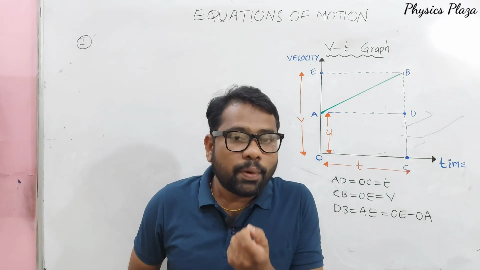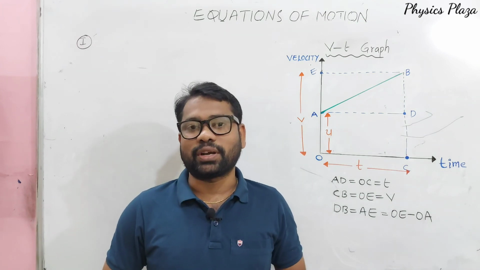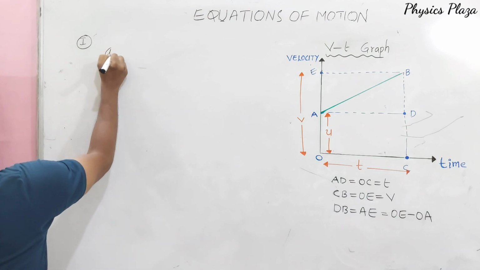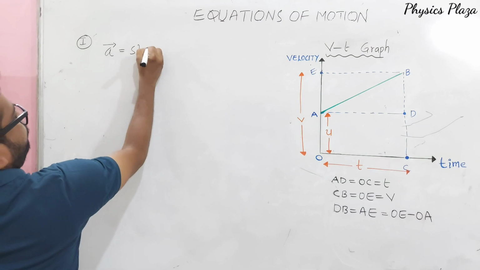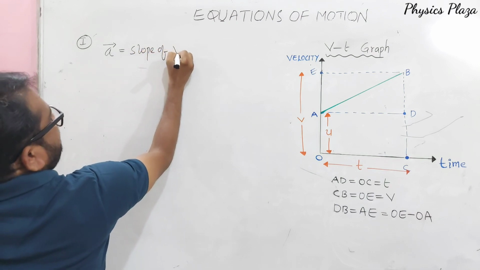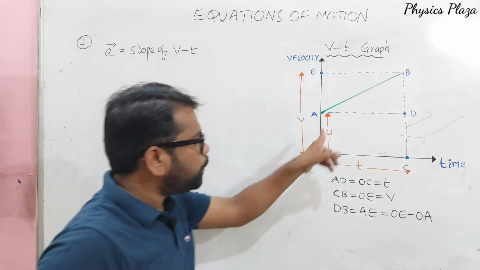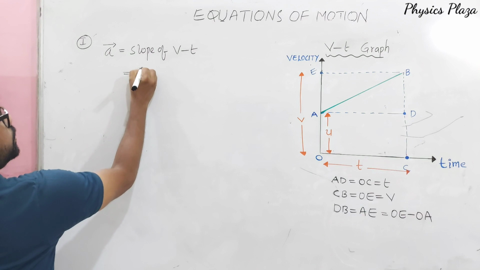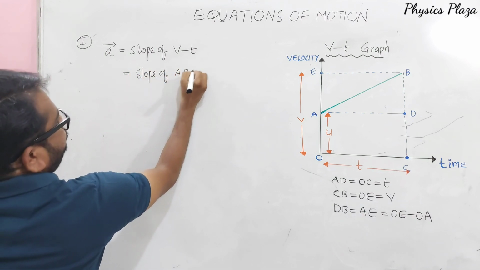Children, the slope of the velocity time graph gives you acceleration. It's very, very important. Acceleration, we know, is the slope of the VT graph. That is, what? Slope of AB we have to calculate here. Slope of the VT graph means what, children? Here, slope of the AB line.